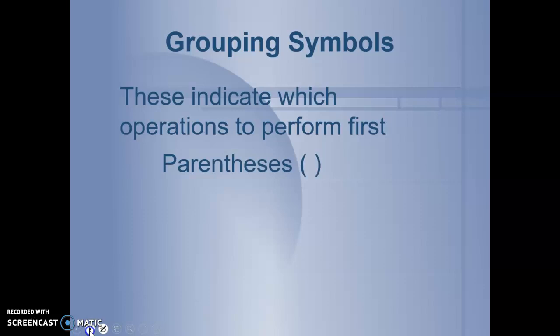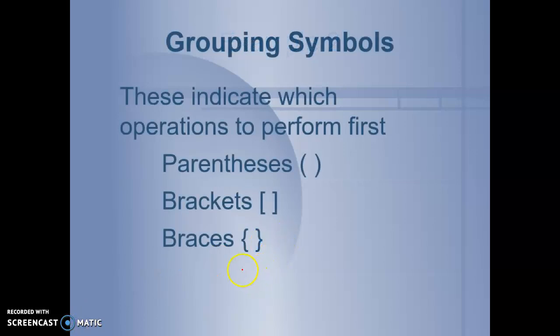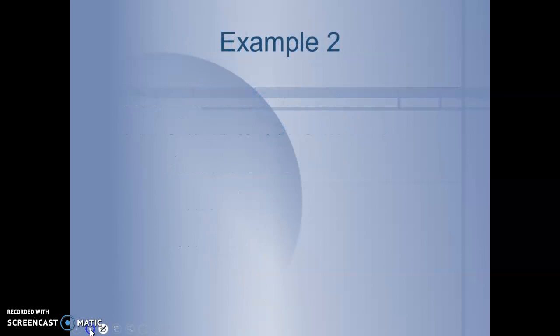We have already talked about these on our first slide, but as a reminder, we've got parentheses, brackets, braces, which I did not mention on the first slide. I'm also going to add absolute value bars and the radical symbol, which can function as a grouping symbol. So let's take a look at some examples that have grouping symbols.